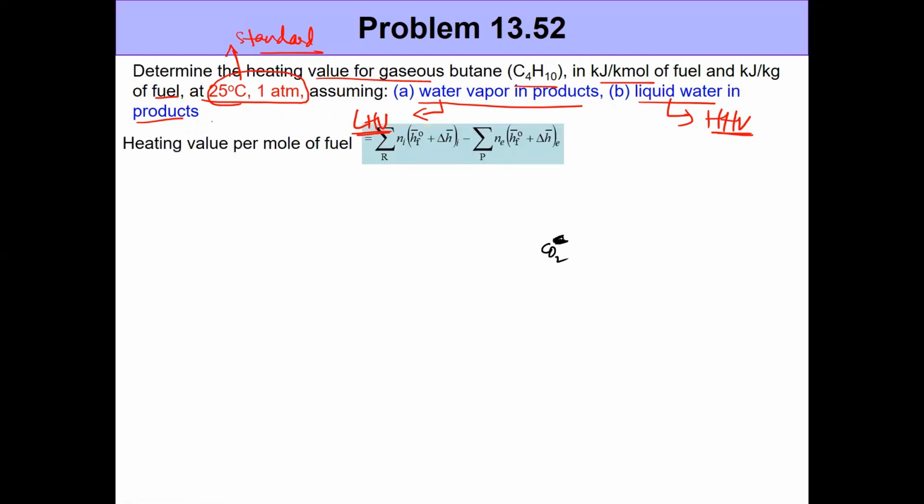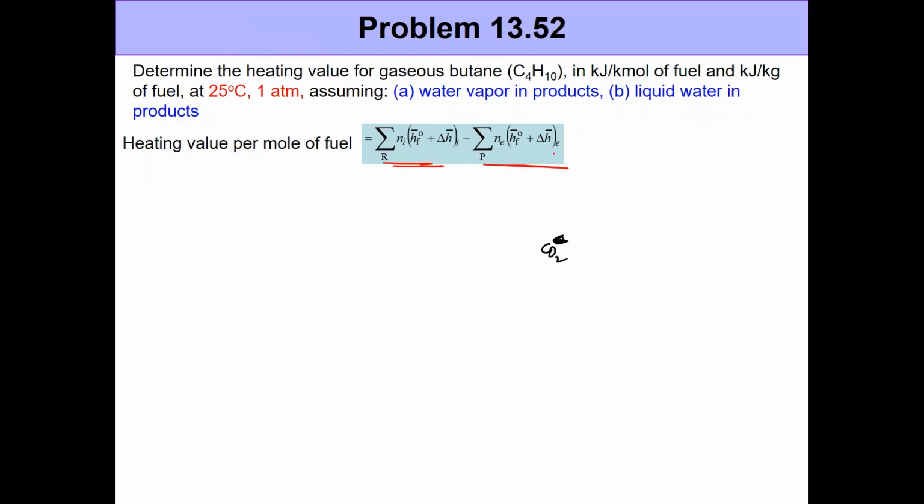So heating value per unit mole of fuel is simply equal to the enthalpy of reactants minus enthalpy of products, while both reactants and products are at the same temperature. And here, what is that temperature that we're looking at? Well, we're looking at 25 degrees Celsius, 1 atmospheric pressure. This is the temperature at which we would want to determine that.